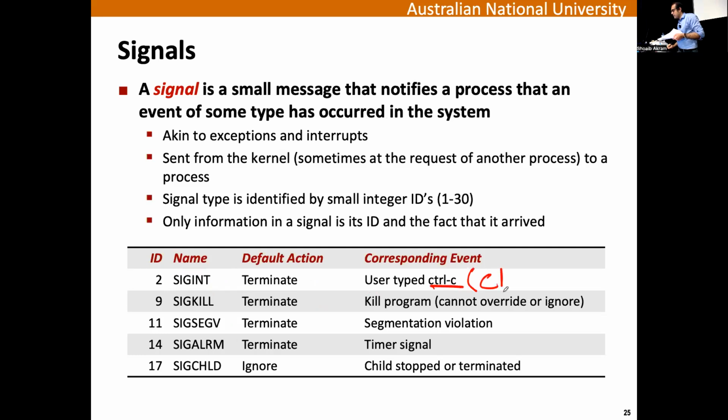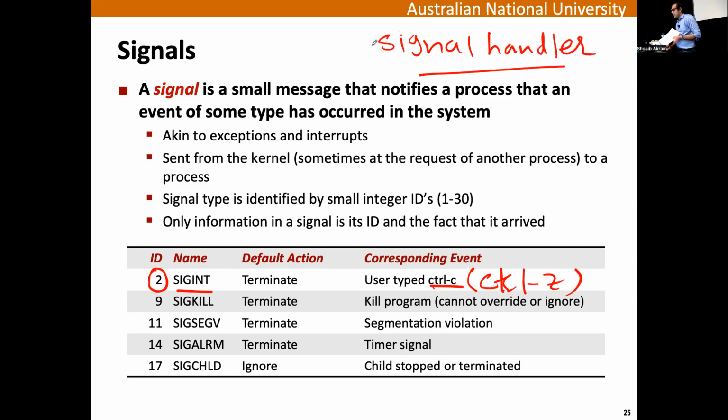And on some systems, it's Control-Z. We will give you instructions moving forward. If you're on a Windows machine, type this. If you're on that machine, type this. So what happens is the signal with ID 2, SIGINT, is sent to the process. The kernel interferes. The kernel either takes the default action, which is to terminate the process, or it runs a signal handler that the program or process installs.